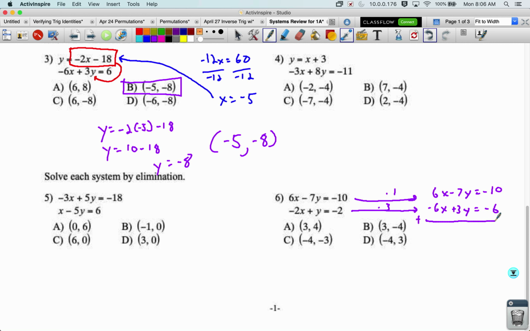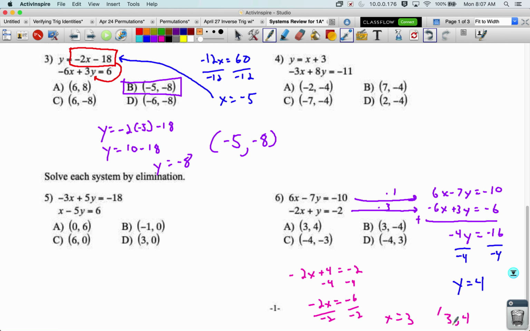Now I can add the two equations together. The x's cancel out, and I'm left with negative 4y equals negative 16. Divide both sides by negative 4, and I get y equals 4. So it's looking like answer choice A, but we still have to plug it in and solve. I'll plug it into that bottom equation. So negative 2x plus 4 equals negative 2. Minus 4, negative 2x equals negative 6. Divide by negative 2, divide by negative 2. x equals 3. So (3, 4) is the correct answer.